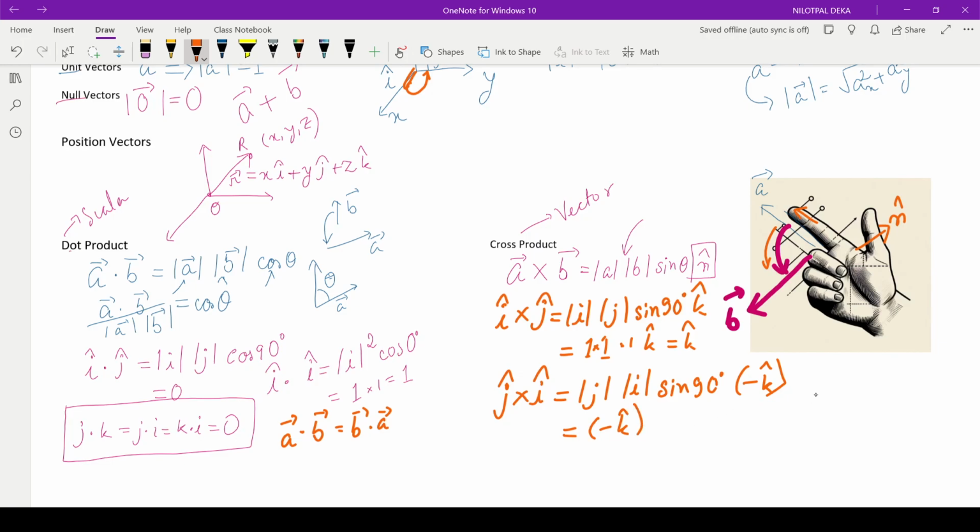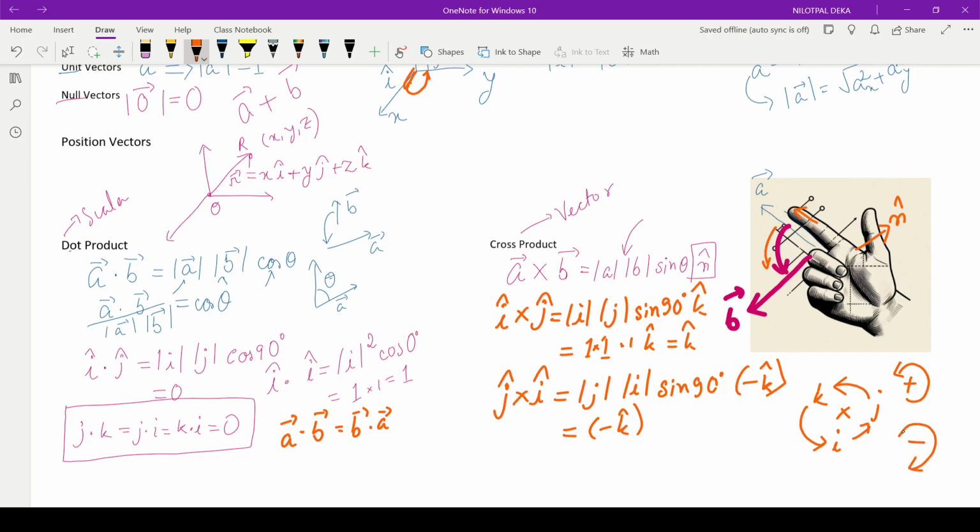So for your easy understanding, let me do this: i, j and k. Remember, if you go clockwise, you will get i cross j is k, j cross k is i, k cross i is j. So if you go in this direction, it will always be positive. And if you go in the opposite direction, k cross j would be minus i cap, right? If you go in this direction, it would be minus.